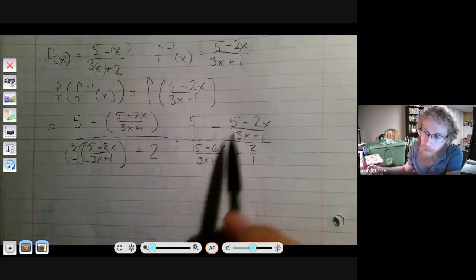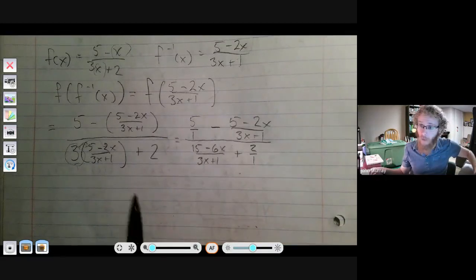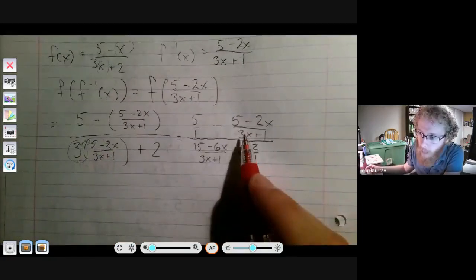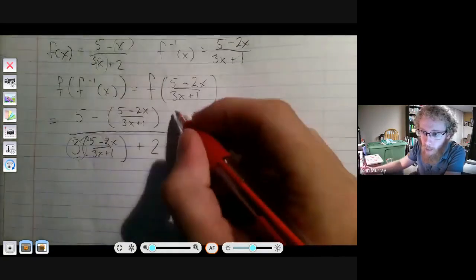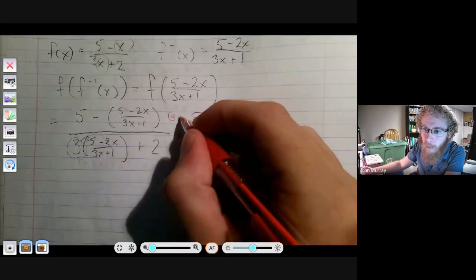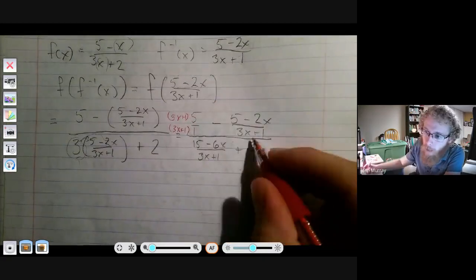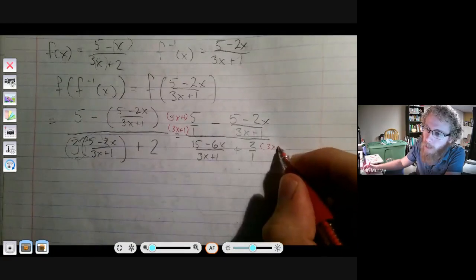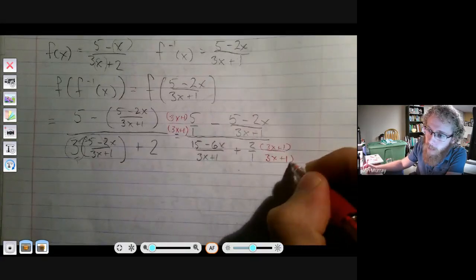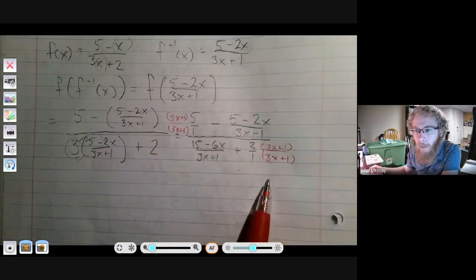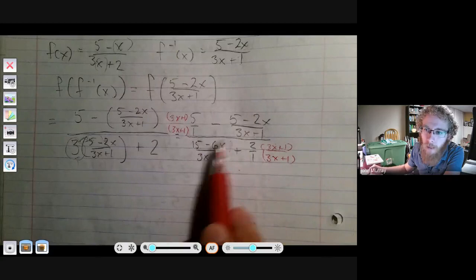All right, well, here our denominators are the same, so that's a good start. So our common denominator is going to be 3x plus 1. So here I don't have to do anything to this. Here I'm going to multiply top and bottom by 3x plus 1. I'm going to do the same thing to this too. Okay, so I'm going to multiply top and bottom there. For now, I'm not touching this or that because they already have the denominator we're looking for.